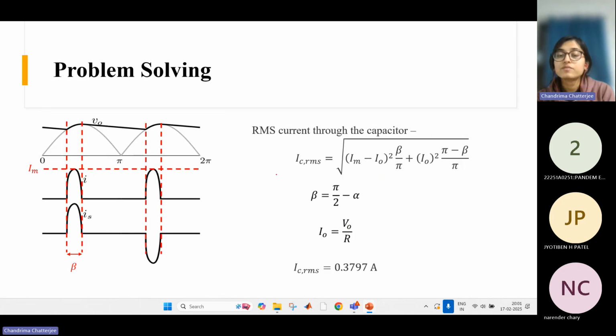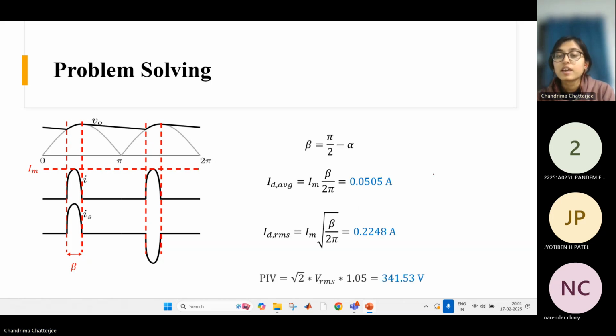And here I have shown the capacitor RMS current calculation. I can explain this in the next class: how I am getting this average and RMS current of the capacitor expression. And here I have calculated the diode average current and diode RMS current, and also the peak inverse voltage of the diode.